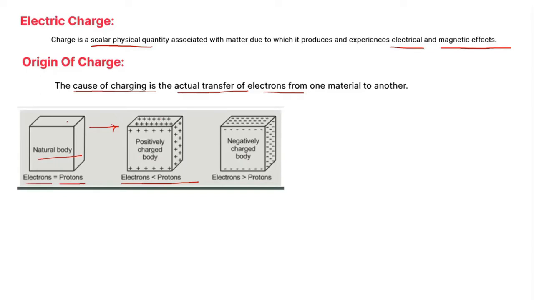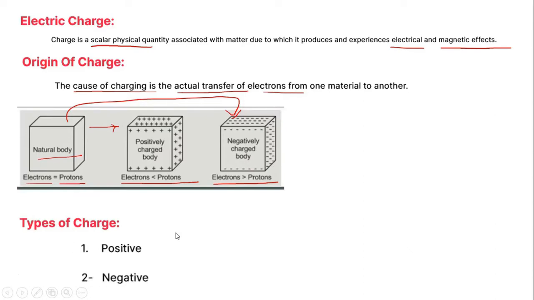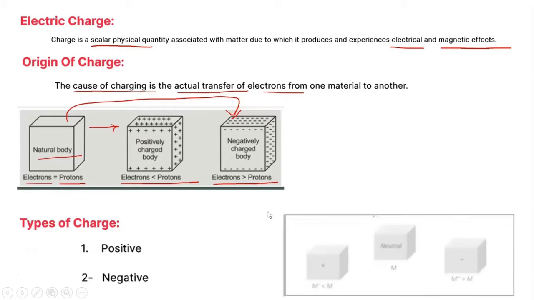Now how can this neutral body become a negatively charged body? It can become negatively charged by accepting electrons. For a negatively charged body, mind it, the number of electrons will always be greater than the number of protons. Thus we have seen the two types of charges: one is positive and the other is negative. A neutral body can become a positively charged body, or it can become a negatively charged body.